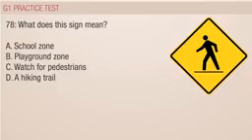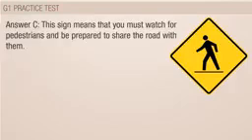Question 78. What does this sign mean? A. School zone. B. Playground zone. C. Watch for pedestrians. D. A hiking trail. Answer C. This sign means that you must watch for pedestrians and be prepared to share the road with them.